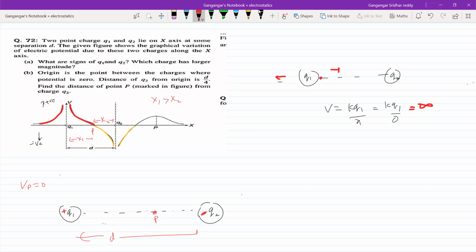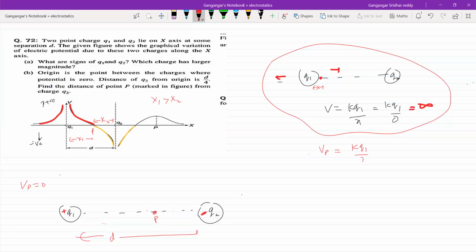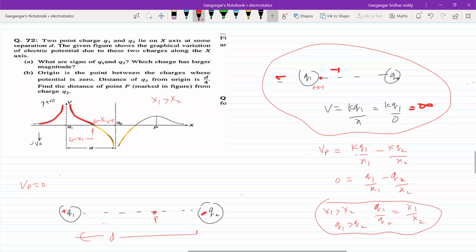So I'll directly go for the formula. This is the idea which you needed. The potential at point P is 0. So therefore, I'll write it here: V_P equals kQ1 by X1 plus kQ2 by X2, and this is 0. So Q1 by X1 minus Q2 by X2 is 0. So Q1 by Q2 is equal to X1 by X2. Since X1 is greater than X2, what should be the value of Q1? Q1 should be greater than Q2. Okay, this is the first part of the problem we have concluded.